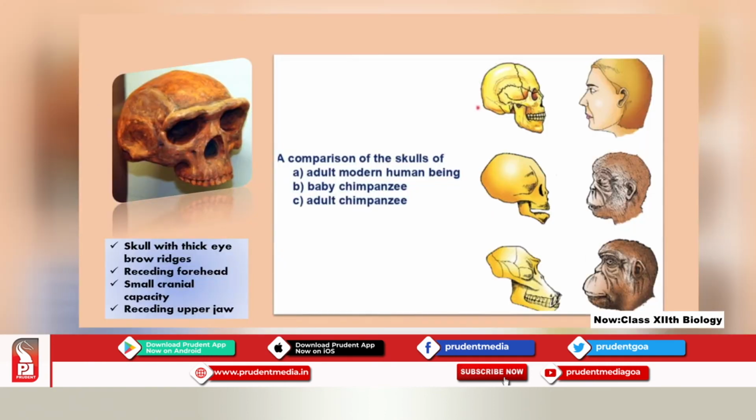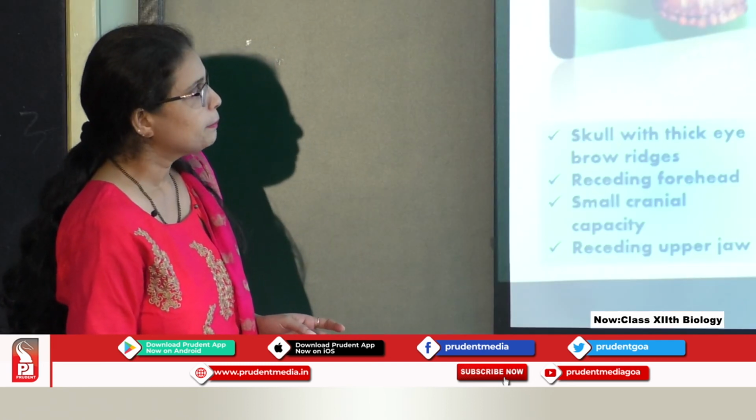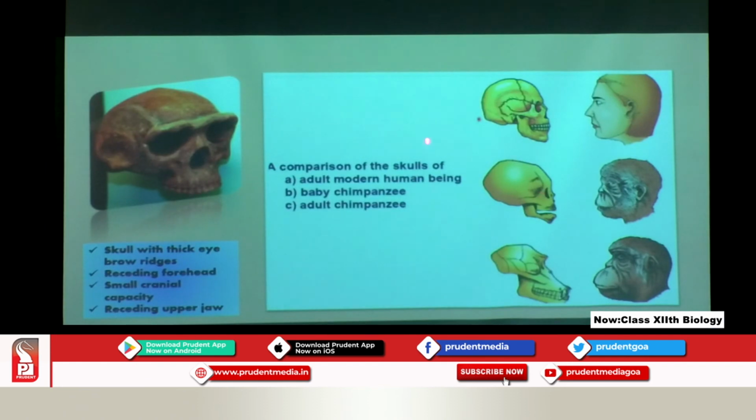Fine? Now look at this. A comparison has been done between human skull, chimpanzee skull, chimpanzee baby skull, and chimpanzee adult skull. One thing is clear: the baby chimpanzee skull resembles the human skull more than the adult chimpanzee skull, suggesting that yes, chimpanzee could have been our ancestor. We might have been the descendants of this kind of organisms.